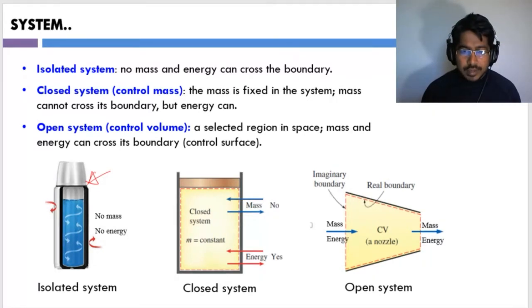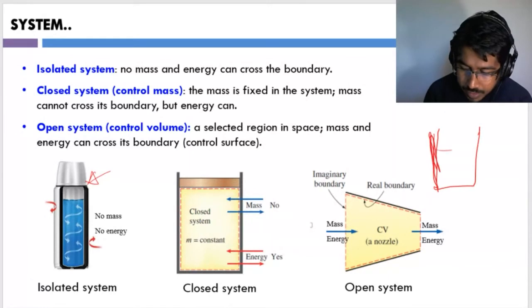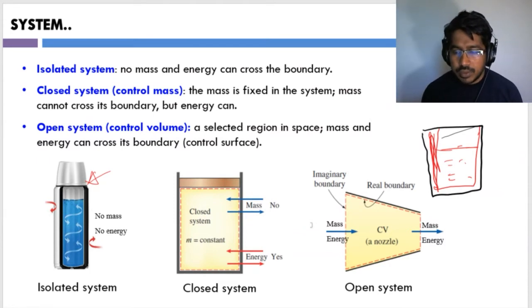So what is this control surface? If we draw our coffee cup like this, and inside it we have coffee, we need to define a system boundary, and in certain cases we don't have a physical boundary, so this becomes our control surface, right? Or imaginary system boundary. Okay, are we clear on that? Perfect.